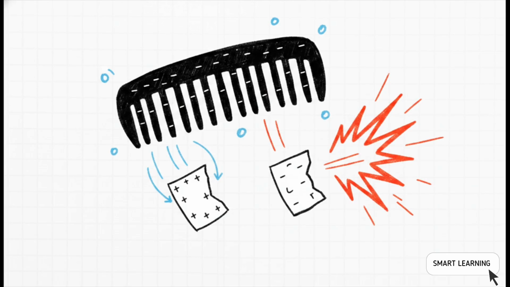And with that piece of the puzzle, we can finally solve our comb mystery from the beginning. When you bring a statically charged comb near those tiny pieces of neutral paper, the comb induces an opposite charge on the surface of the paper closest to it. Opposites attract, so the paper leaps up to the comb.